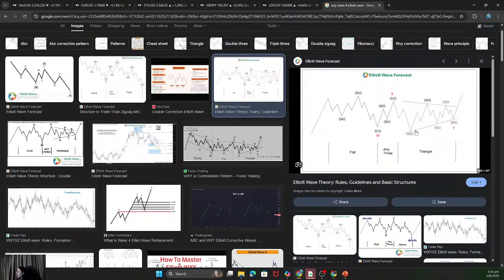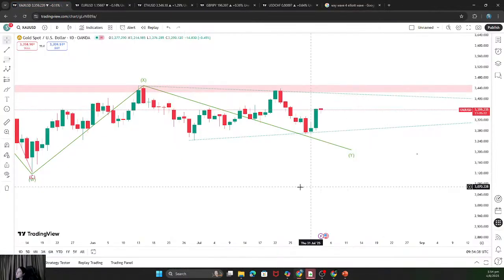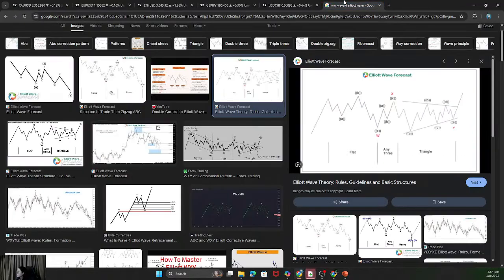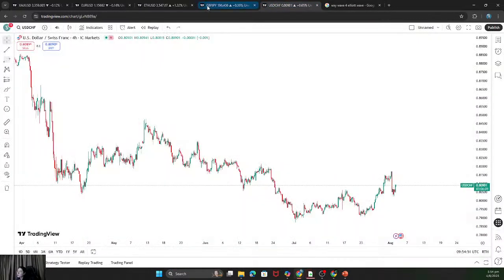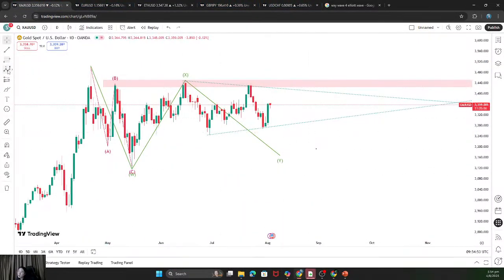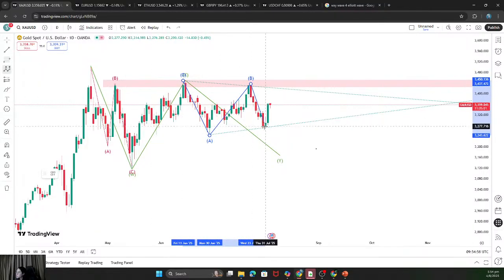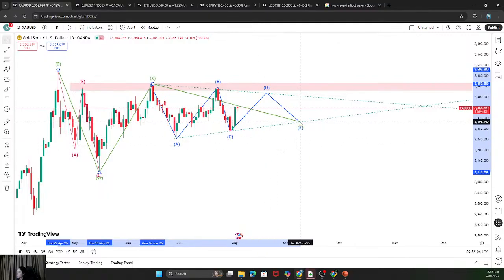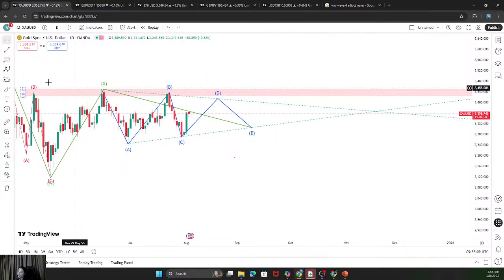So yeah, I think it's going to end up with a triangle. A triangle is going to start with A, B, C, D, E. Let's see where we are right now. W, X, and then Y. This is the start of A, B, C, D, E. A, B, C, hopefully D, and then E. Then this will be the end of Y, hopefully.